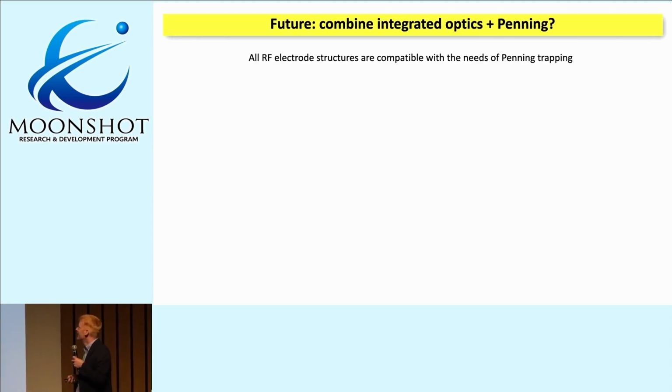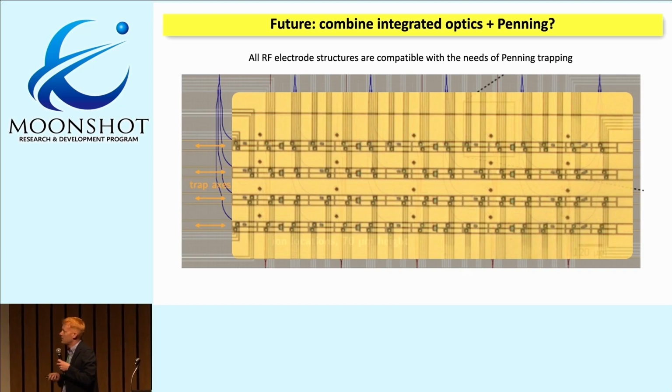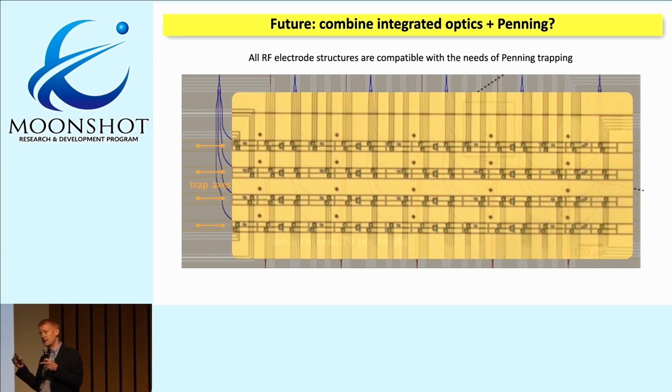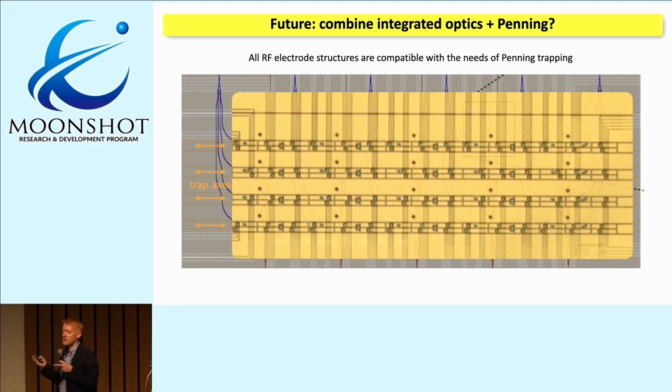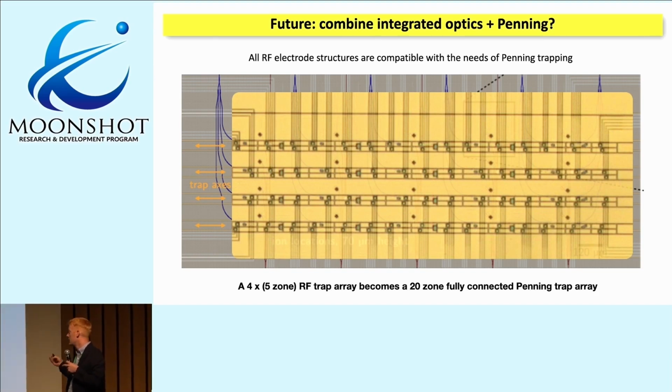So where can we go? Well, we could combine the integrated optics and the Penning traps, right? We've got this wonderful trap that, in a sense, is 4 5-zone linear traps. All of a sudden, if we stick it in a magnetic field, it becomes a 20-zone fully connected Penning trap. So I think it would be great if we can get to that situation. And we'll have to switch to calcium ions to do this. We're currently using beryllium, but this is a change that we can make. We probably need another magnet. So if anyone has money for another magnet, just tell us.